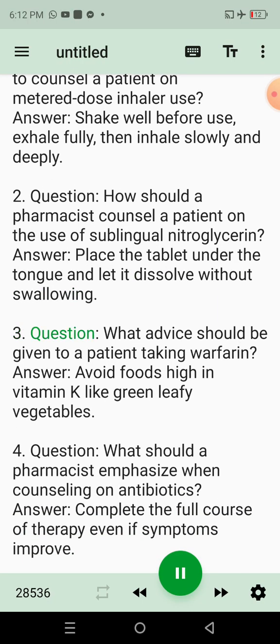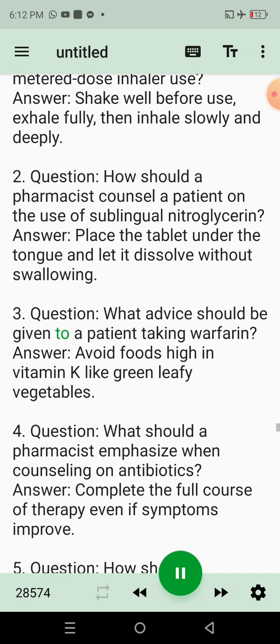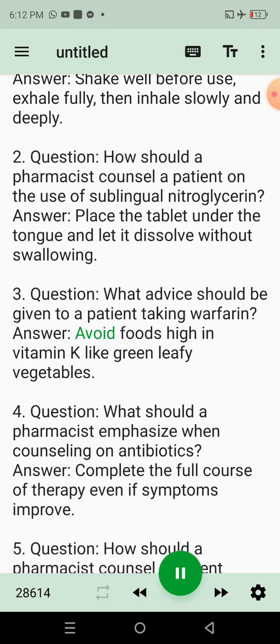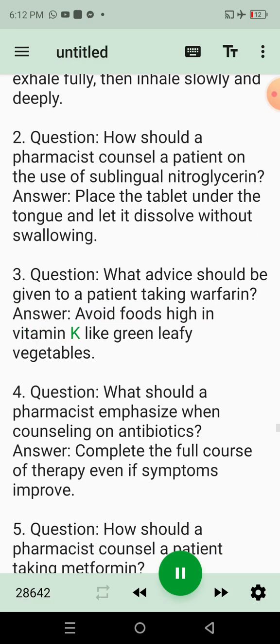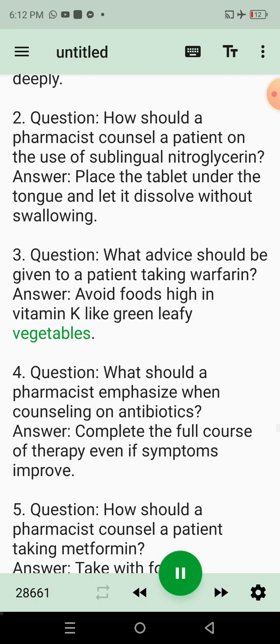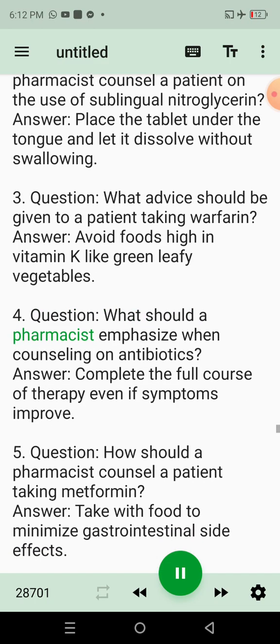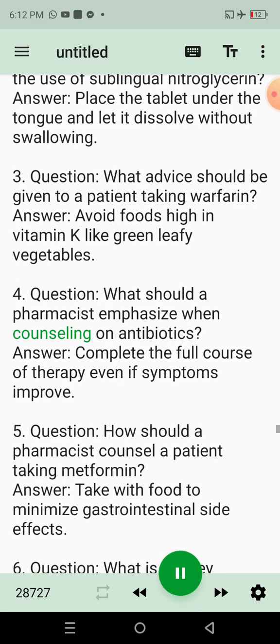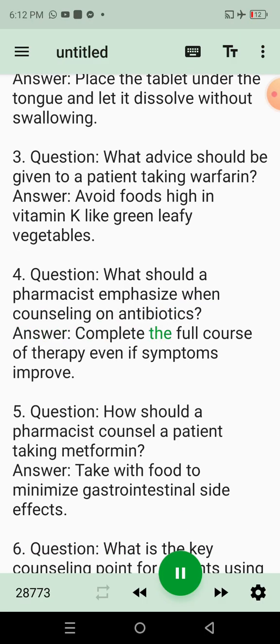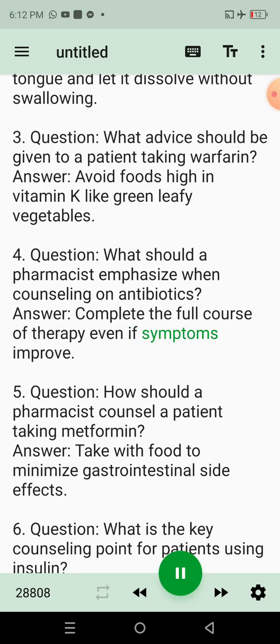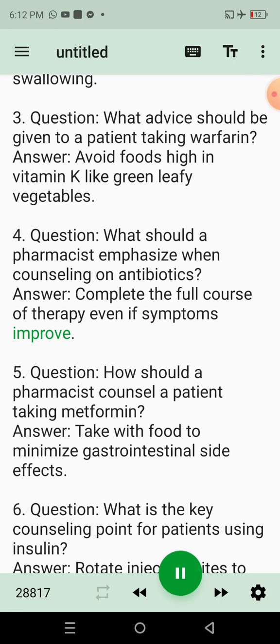3. Question: what advice should be given to a patient taking warfarin? Answer: avoid foods high in vitamin K like green leafy vegetables. 4. Question: what should a pharmacist emphasize when counseling on antibiotics? Answer: complete the full course of therapy even if symptoms improve.